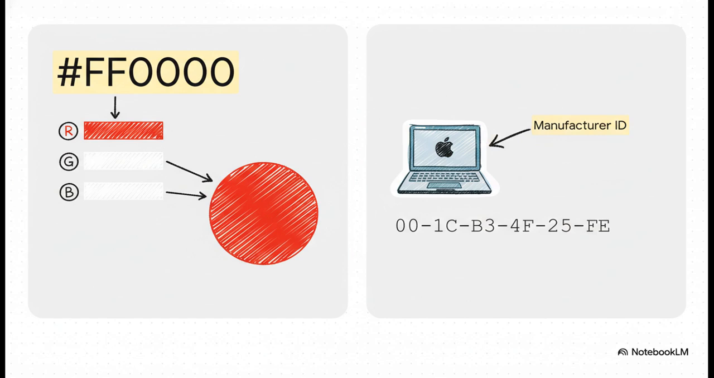That hex code is just a simple instruction. It's telling your browser, hey, give me the maximum amount of red, that's FF, and absolutely 0 green and 0 blue, that's 0000. Or what about a device ID, a MAC address? That string of hex gives every single device on a network a unique fingerprint. And that first part, 01CB3, that's actually a code that tells you the manufacturer. In this case, it's Apple.